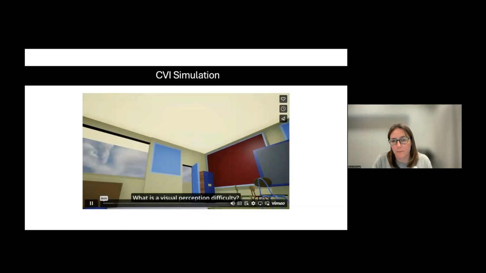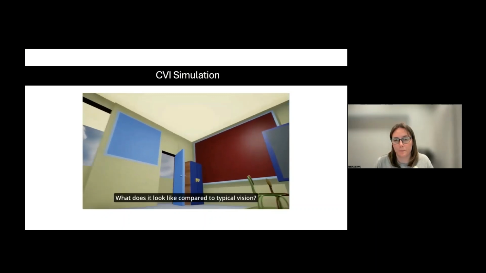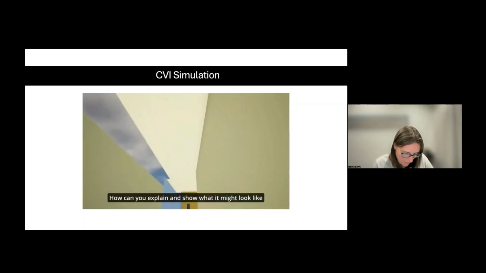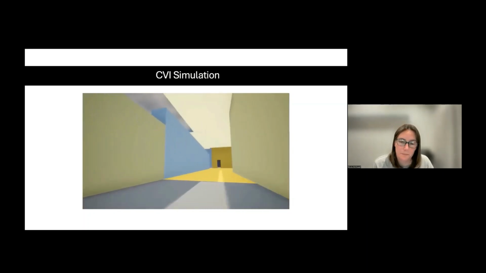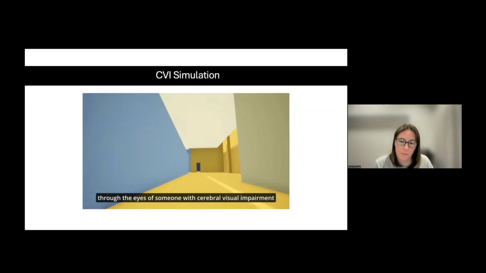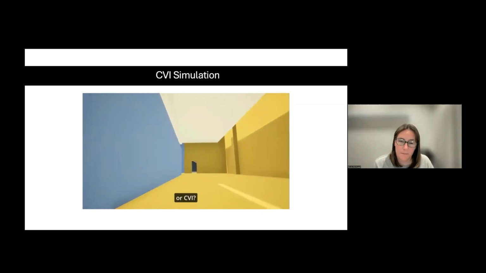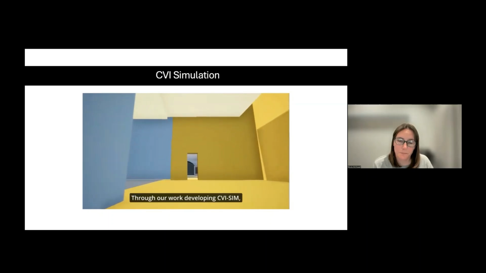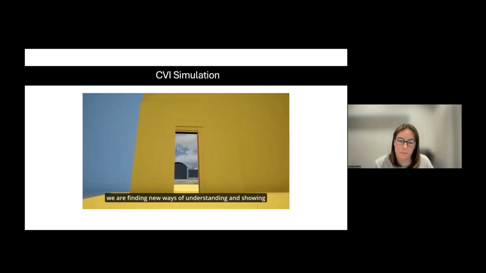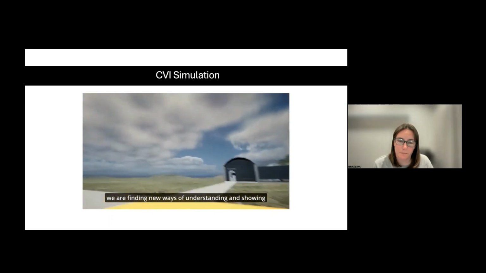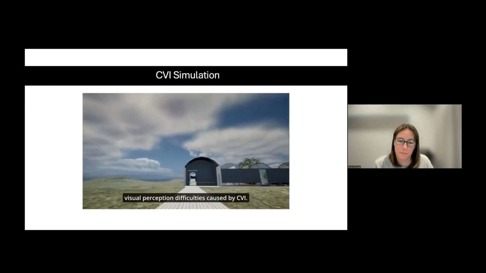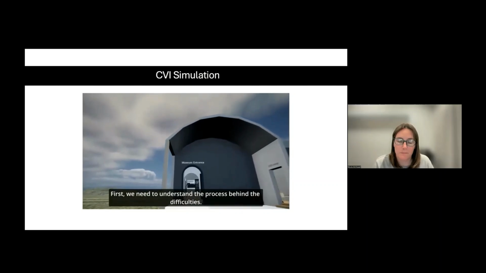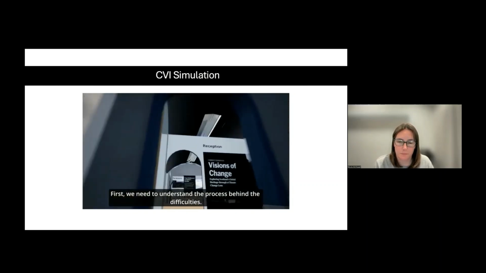What is a visual perception difficulty? What does it look like compared to typical vision? How can you explain and show what it might look like through the eyes of someone with cerebral visual impairment, or CVI? Through our work developing CVI Sim, we are finding new ways of understanding and showing visual perception difficulties caused by CVI. First, we need to understand the process behind the difficulties.